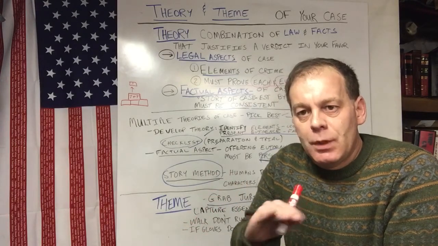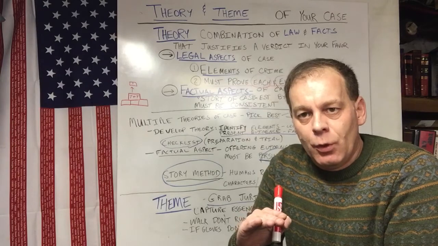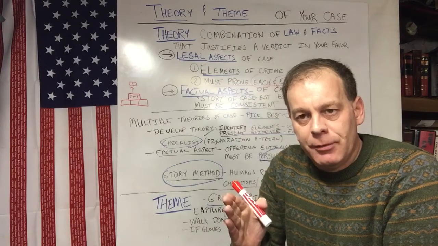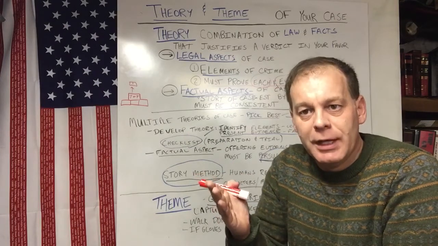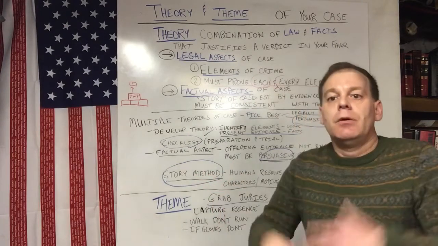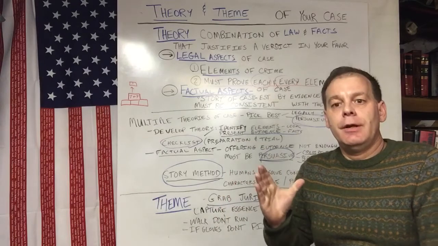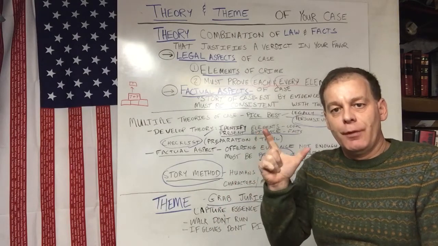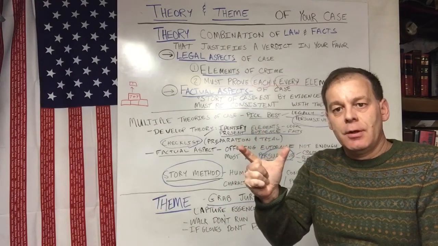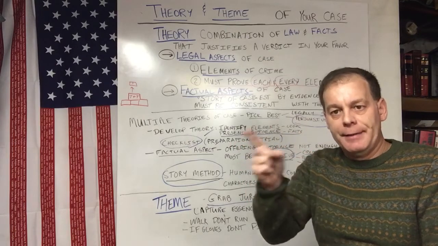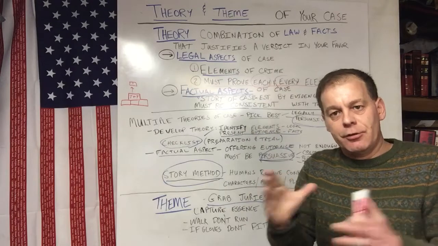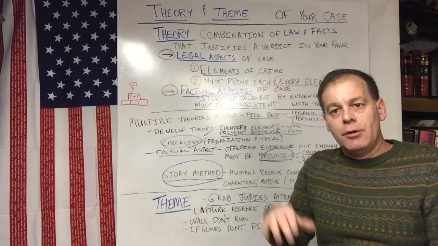So here's what I want to do. I want to go over what a legal theory is and what a theme is so that we have a good understanding, because when these pop up, we can know how to deal with it. So what is a theory? Well, the theory of your case is a combination of both the law and the facts that justifies a verdict in your favor. So it's both the law and the facts. And those two together justify a verdict in your favor. Two parts of your theory.